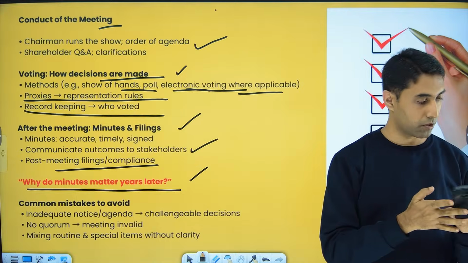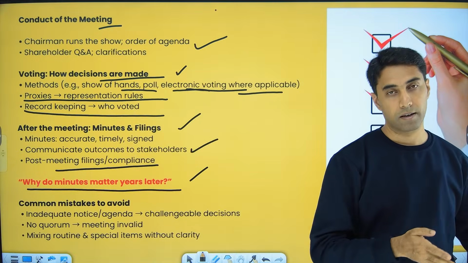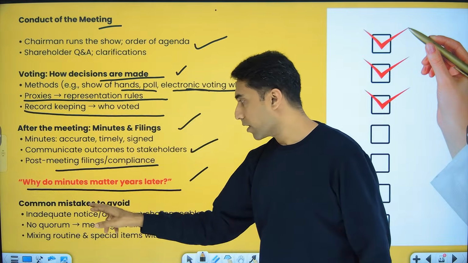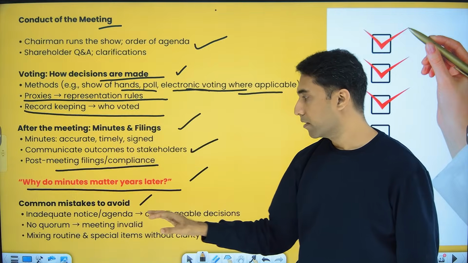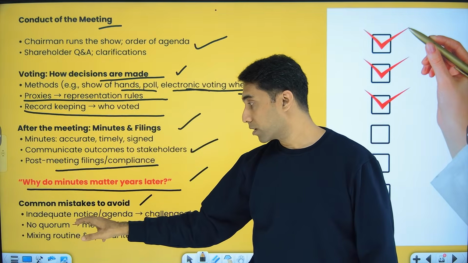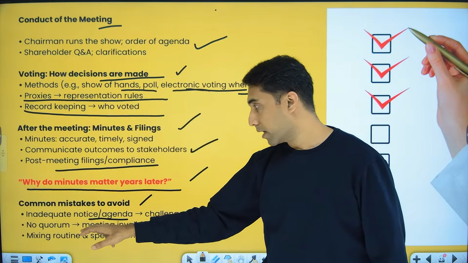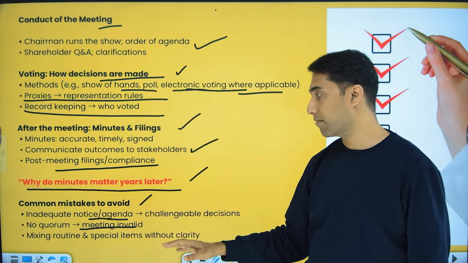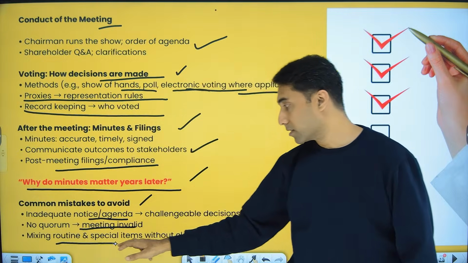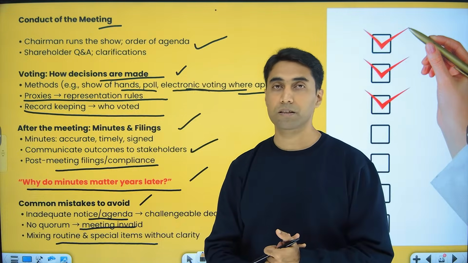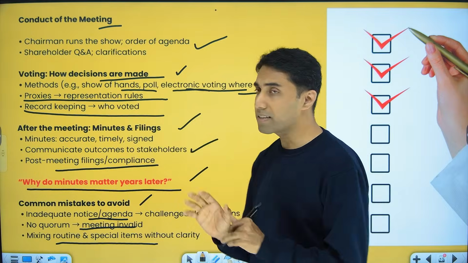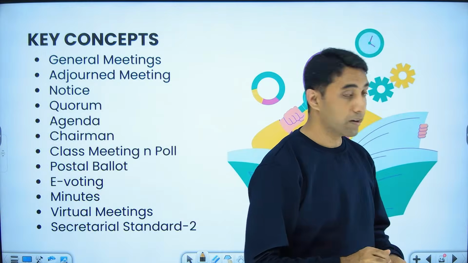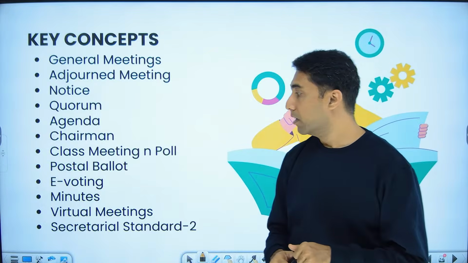Yes, exactly. So that is the reason why we take it up. Good. So what are the common mistakes to avoid? You should ensure that notice is proper, and if quorum is not there, the meeting is invalid, and don't mix the ordinary business and the special business. These are the basic things which you should know when it comes to meetings.